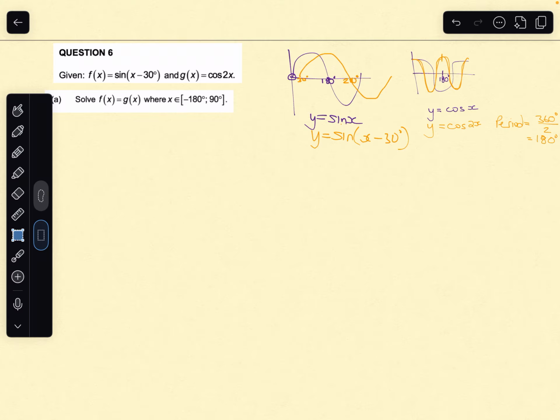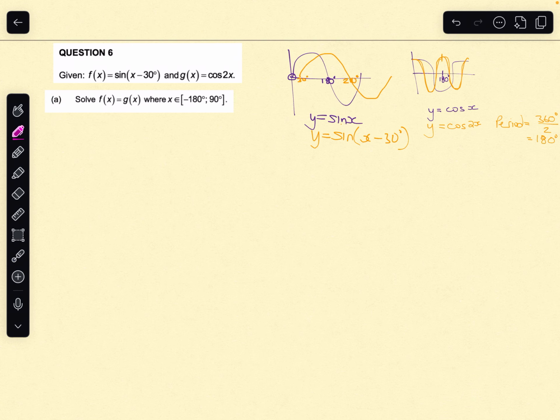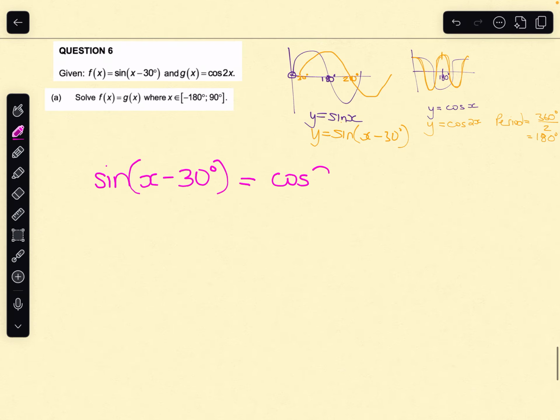The first question says solve f of x is equal to g of x where x is between negative 180 and 90, including both of those. We're trying to find the points of intersection between this graph and this graph. So we are solving sine x minus 30 is equal to cos 2x.